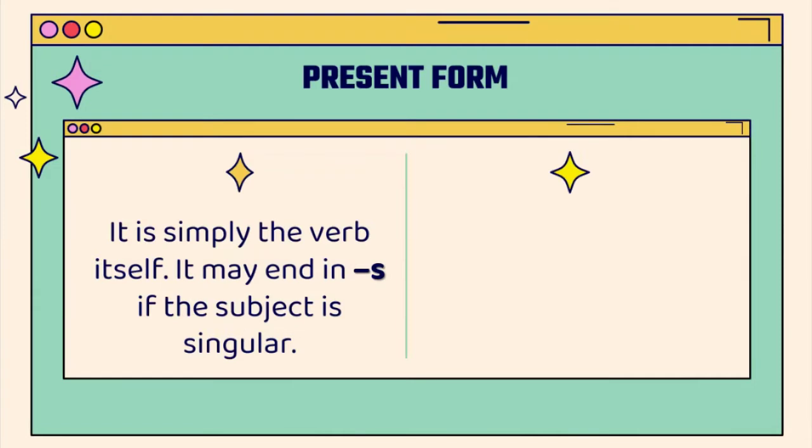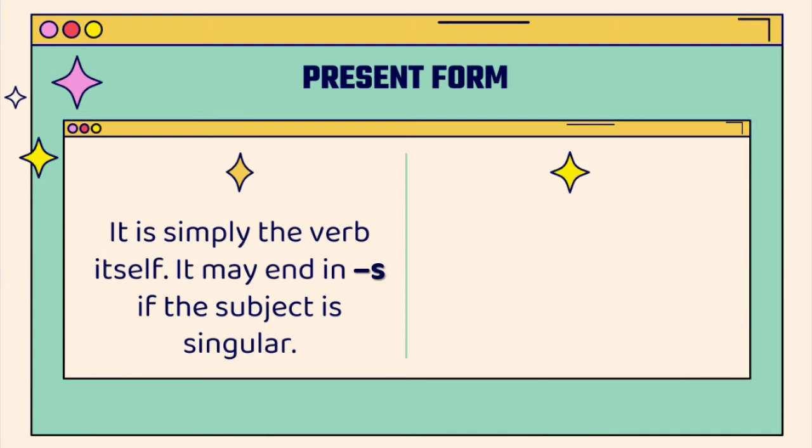Let us start with the present form. The base word alone is used for most forms of the present tense, including the first person, I and we, second person, you, and third person plural, they. The only time the base changes is in the third person singular. Here you use he, she, or it. To form the third person singular, just add the letter S to the end of the base word.